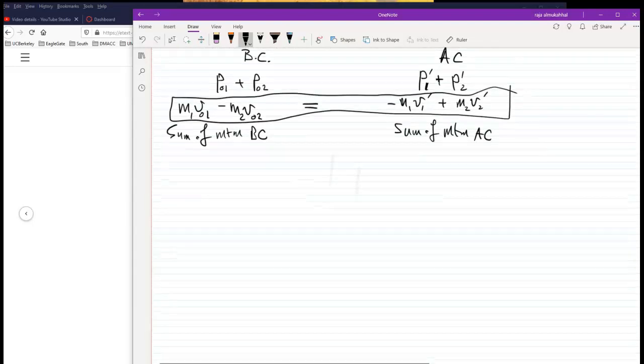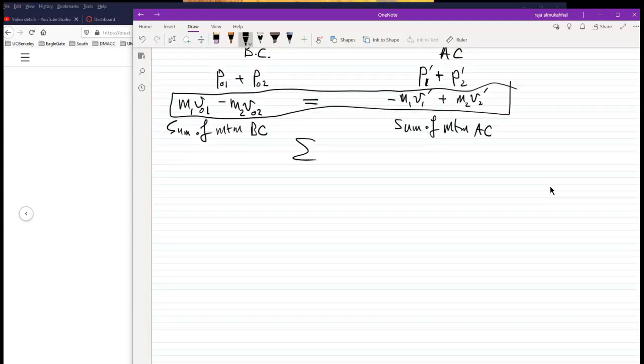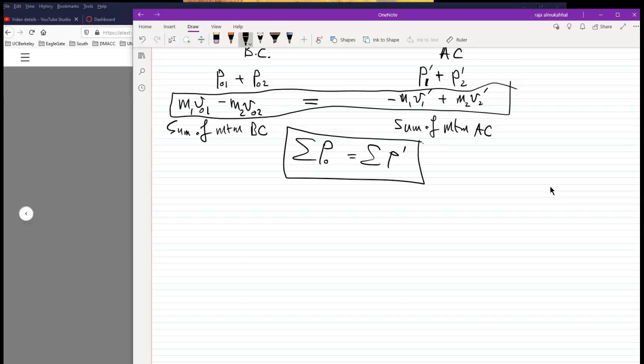In other words, this is a natural law. The sum of the momenta before collision is equal to the sum of the momenta after collision. Very, very important law. Got it? Okay. Before I give you an example, I'm going to tell you about two types of collisions. Let me just go on about this and then we'll do the example.